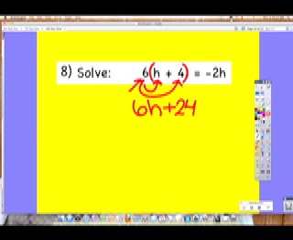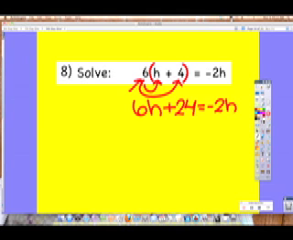Are you ready? Is this a positive 6H or a negative 6H? How do you know it's positive? I'll say because there's nothing there, right? So they're assuming you know it's positive. So if you had a little plus sign, what's the inverse operation right there? So let's subtract 6h. Subtract 6h here, subtract 6h here.